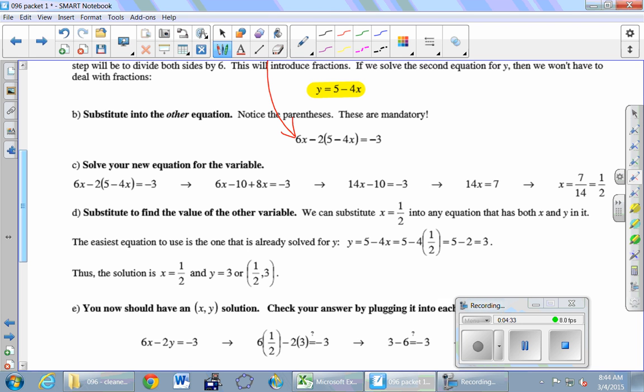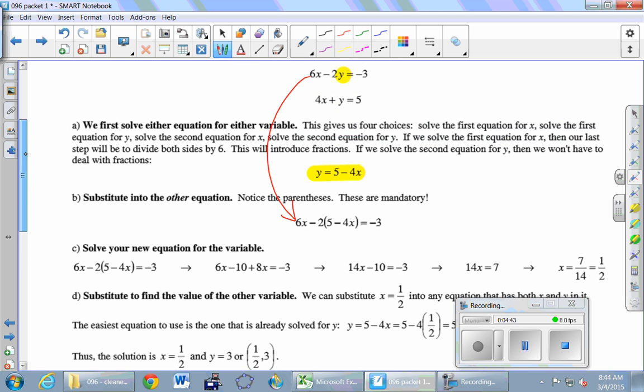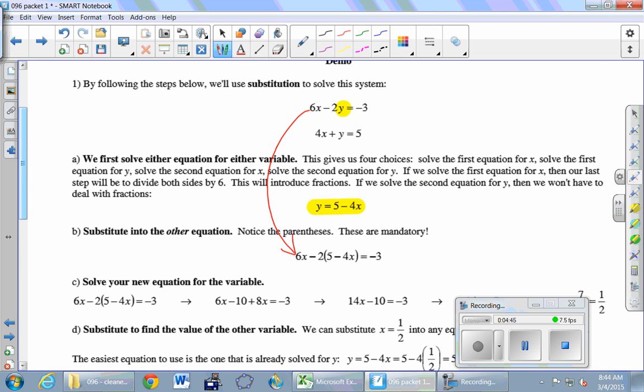Now remember, when we're solving for a system of equations, we get that point of intersection, and it has 2 coordinates. It's got an x and a y. We just found the x. So we're not quite done. To find the y, you take that x equals 1/2. You can plug it into any of the equations on the board that has x and y in it.